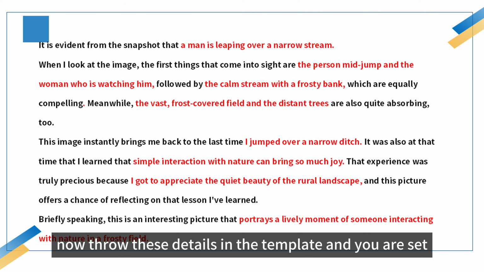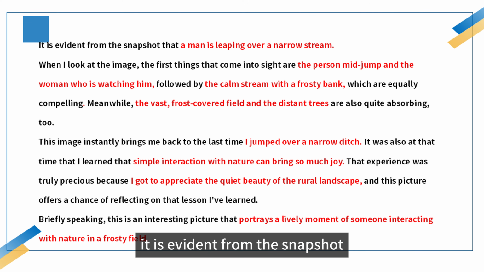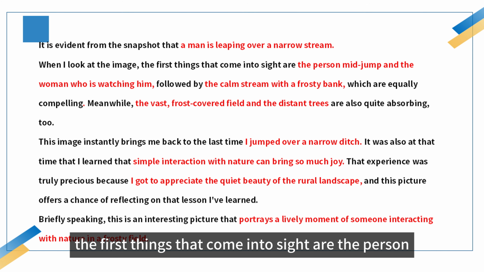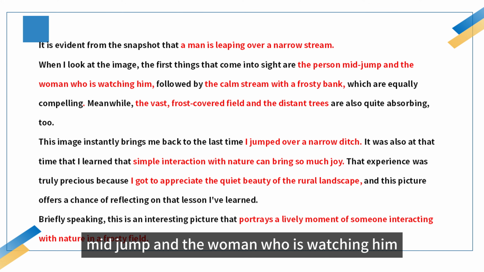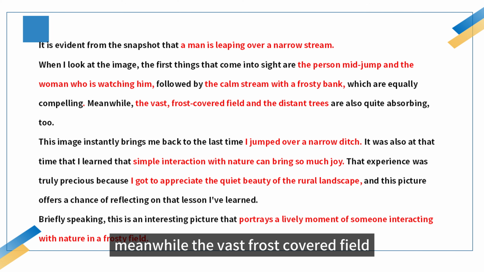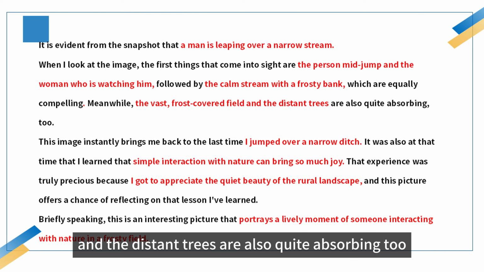Now throw these details in the template, and you are set. It is evident from the snapshot that a man is leaping over a narrow stream. When I look at the image, the first things that come into sight are the person mid-jump and the woman who is watching him, followed by the calm stream with a frosty bank, which are equally compelling. Meanwhile, the vast frost-covered field and the distant trees are also quite absorbing too.